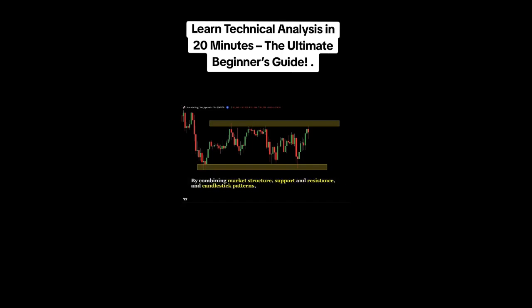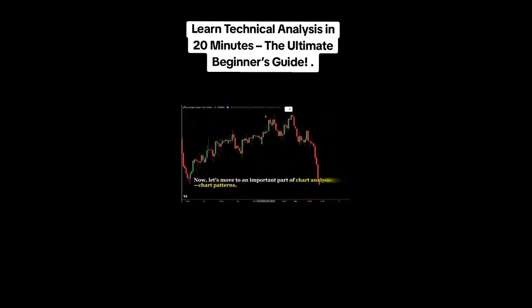By combining market structure, support and resistance, and candlestick patterns, we can easily understand what's happening and anticipate the next move, even in a sideways market. This shows the power of technical analysis. With just a few simple concepts, you can analyze any chart, understand the market's behavior, and predict potential price movements with confidence. Now, let's move to an important part of chart analysis: chart patterns.